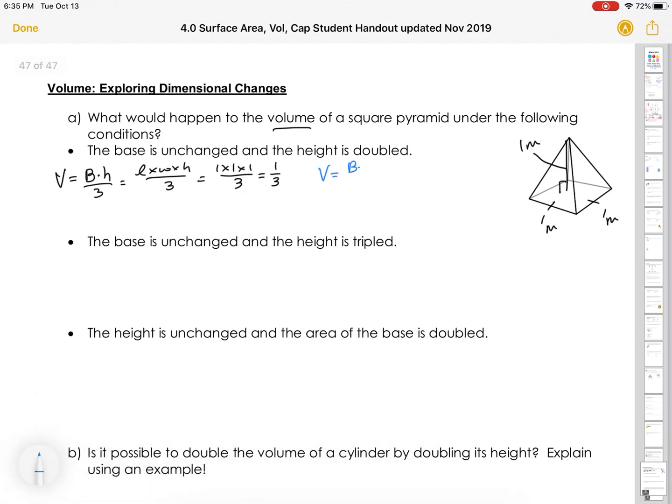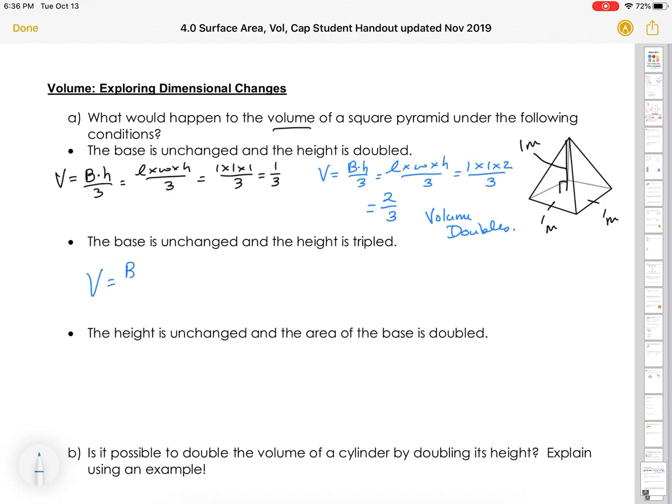Now, if we double the height, so the only thing that changes is we change that height to 2, we will get base times height over 3. So it'll be length times width times height divided by 3. We're going to get 1 times 1 times 2 over 3. So that will be 2/3. So the volume doubles.